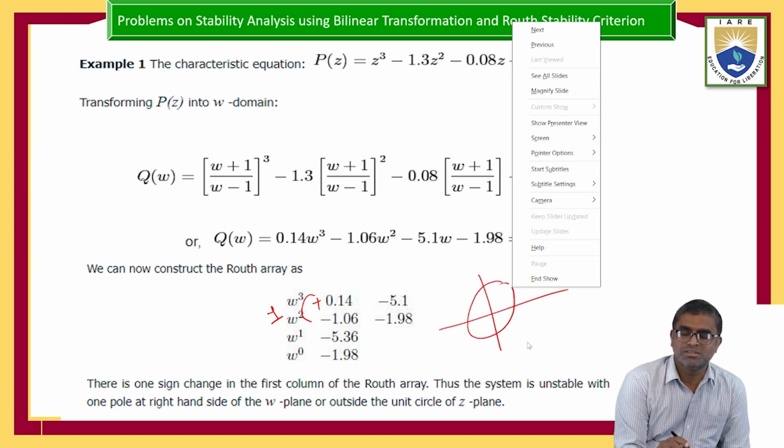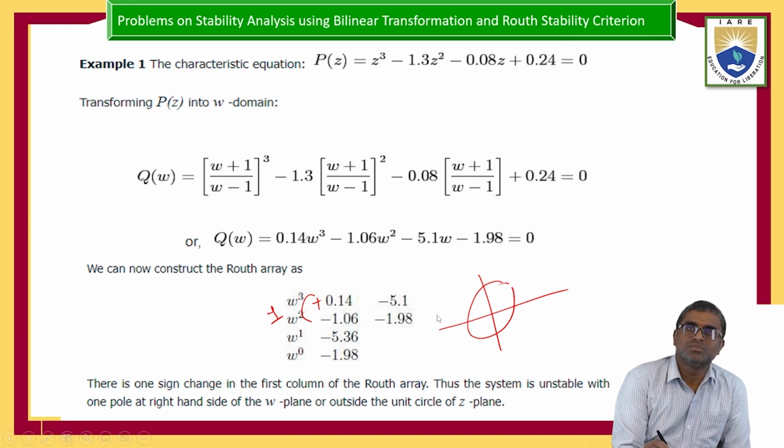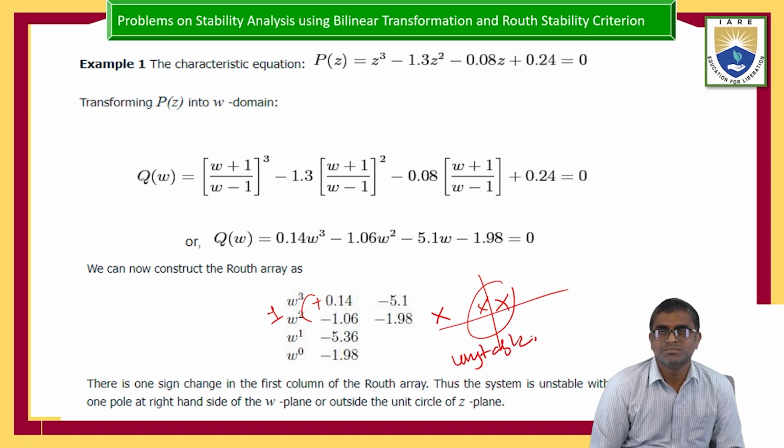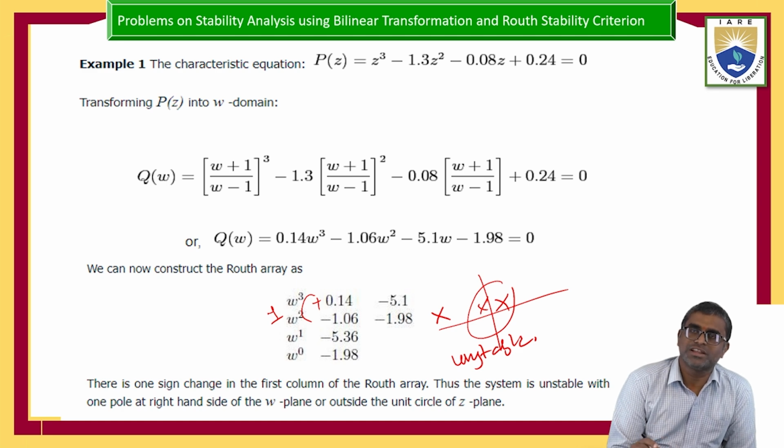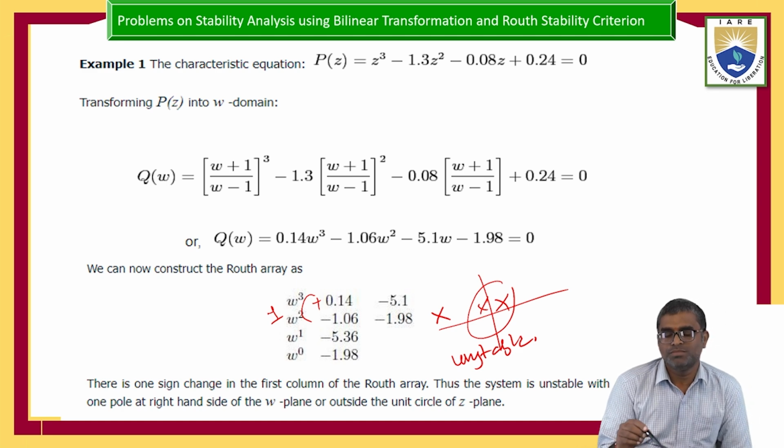How many poles in total? 3 poles. Of the 3 poles, one sign change means one pole is outside the circle. Here one pole is outside. The remaining 2 poles are inside the circle. So the system is unstable. Do all of you understand? These concepts were already explained in the theory part questions.